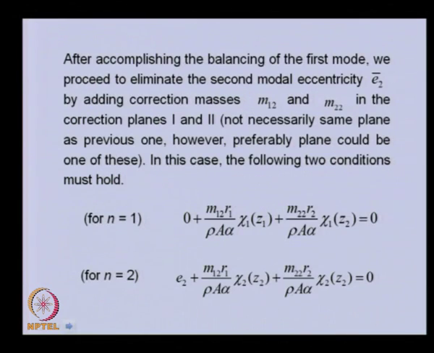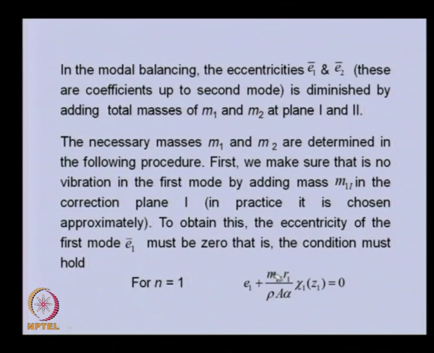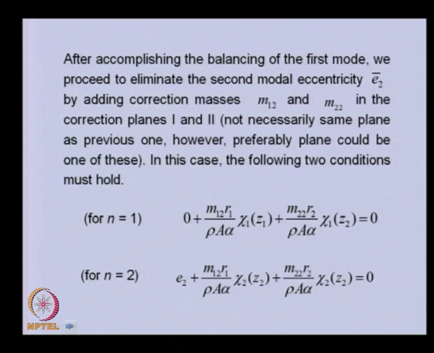Now, once we accomplish this, basically this mass will be chosen as we rotate the rotor around the first critical speed. We will choose this particular mass such that the responses are diminishing. That means this E1 we expect will be 0 corresponding to this particular mass.